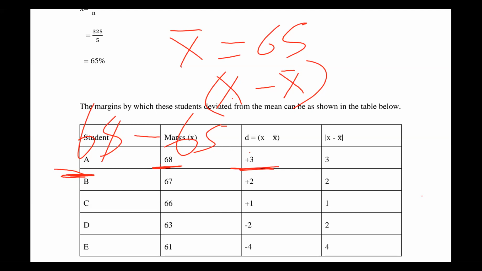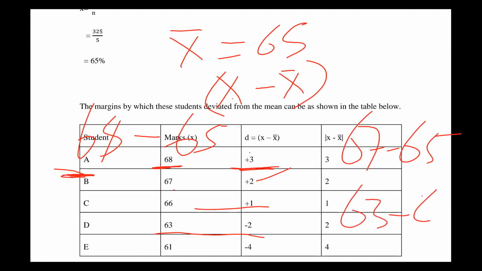It's just 3 units above the average. Then B is 2 units above the average. You say 67 minus 65, which is the mean. 2 units above. This one is just 1 unit above. This one is 2 units below, because it's 63 minus 65, that gives us -2. And this one is 4 units below the average, right? So basically this measures the deviations. It measures the deviations from the mean. That is how far each individual score is from the center, from the mean, from the average.